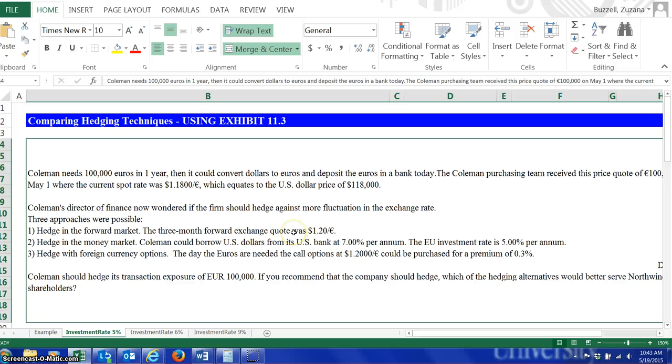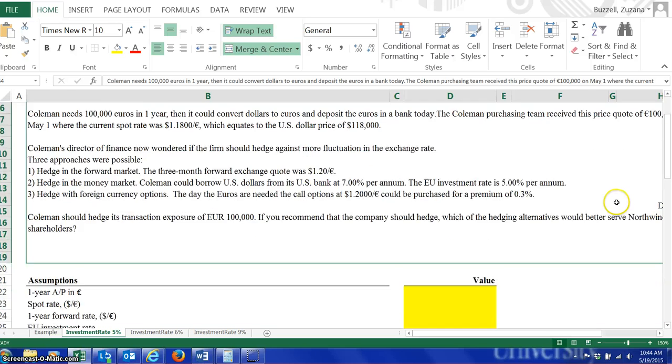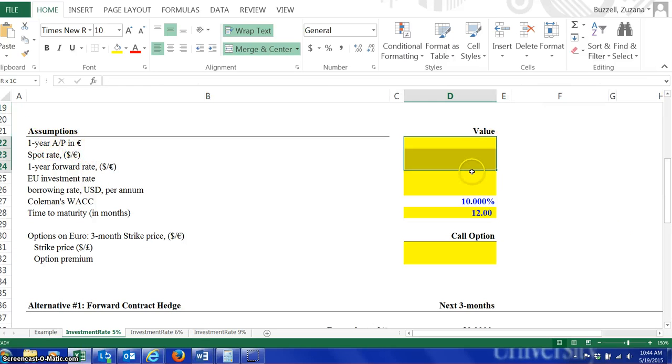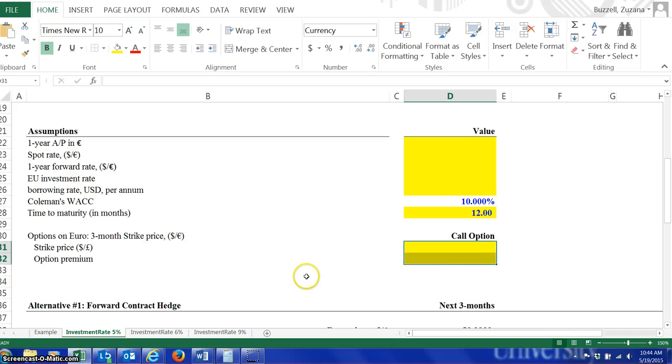So you will do 3 scenarios. For the hedge in the forward market, your forward exchange rate is going to be $1.20. For the hedge in money market, you will borrow at 7% from US Bank, and then the EU Investment Bank is going to be 5%. And for the hedge for foreign currency options, you will have a call option at 120, and then your premium is going to be 0.3%. Okay, so these are the 3 that you are going to be putting in. You have to put these in your assumptions. So these yellow values have to be filled out by you.